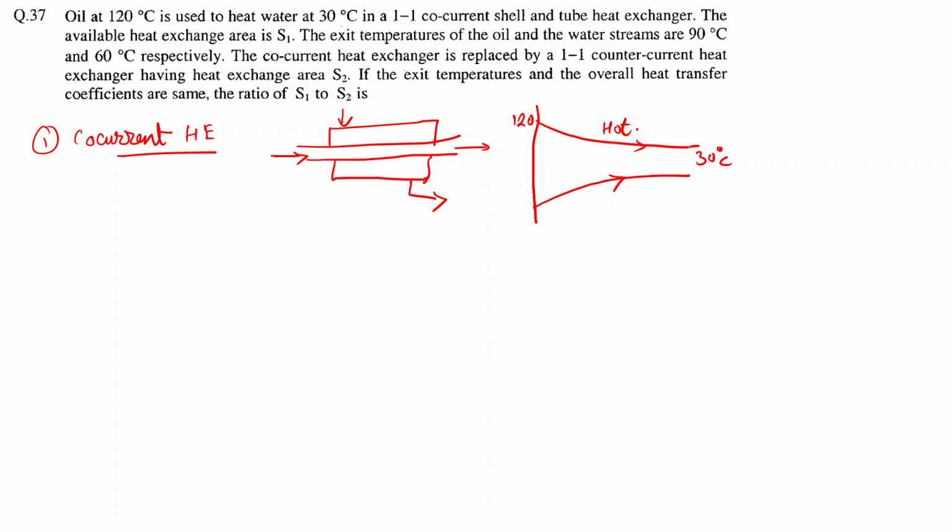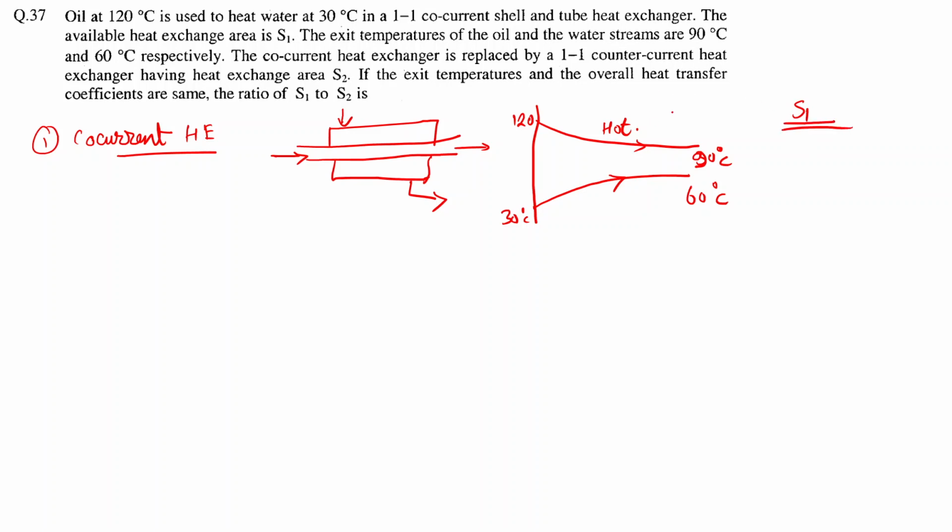The direction of both the fluids will remain the same. Oil at 120 degrees Celsius is used to heat water at 30 degrees Celsius. So the inlet temperature of water is 30 degrees Celsius, and for the hot fluid it is 120 degrees Celsius, and the exit temperature we have been given as 90 for the hot fluid and 60 for the cold fluid. And for this case we are having the heat exchange area as S1.